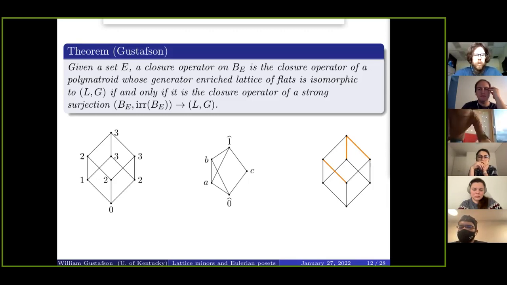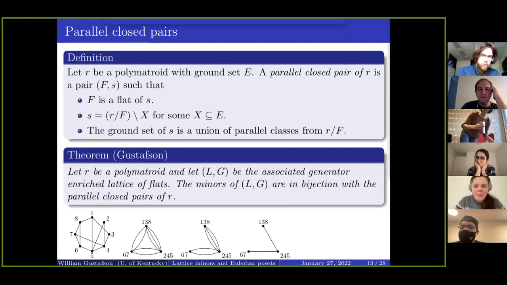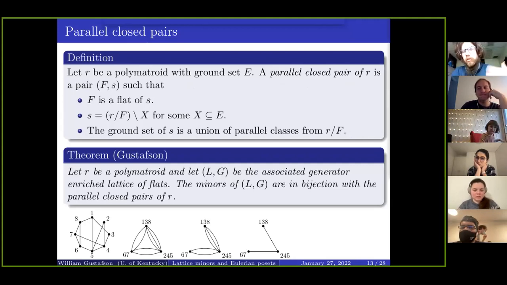All right, so that's all I want to say about polymatroids. And next I want to go into this poset of minors for generator enriched lattices. Oh, sorry, I forgot. There's one more thing about polymatroids. I never got to generalizing the connection between lattice minors and graph minors. So that's where we're at now.